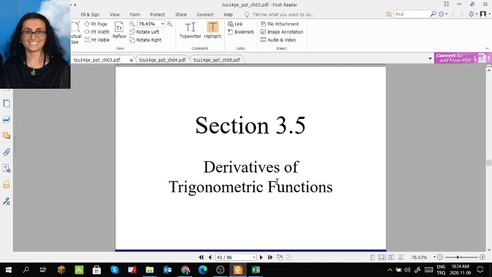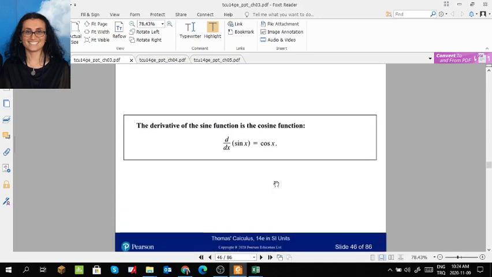We are going to be talking about section 3.5. This section is about the derivatives of trigonometric functions. As you will see, we are going to start with sine x. The derivative of sine x is cosine. You can easily find this formulation by using the limit definition of the derivative.